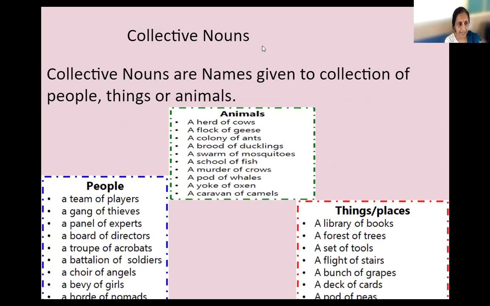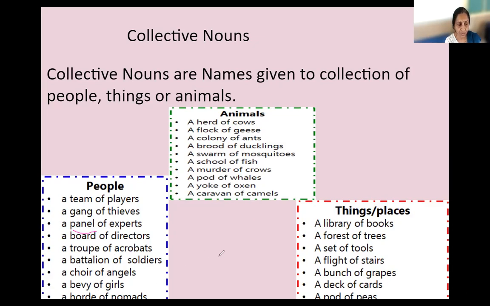Now we have collective nouns. Collective nouns are names given to a collection of people, things, or animals and places. Now, I have given you some examples here. There is a list of collective nouns, a team of players when you're talking about people, a gang of thieves, a panel of experts, a board of directors, a troop of acrobats, a battalion of soldiers, a choir of angels, a bevy of girls, a horde of nomads.